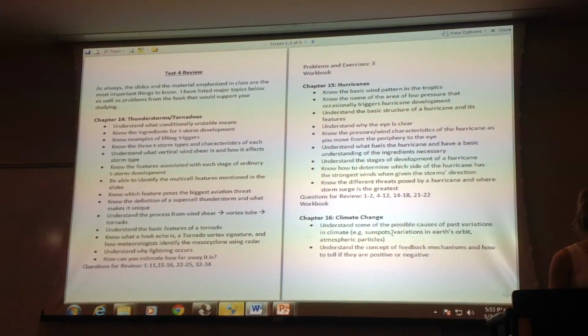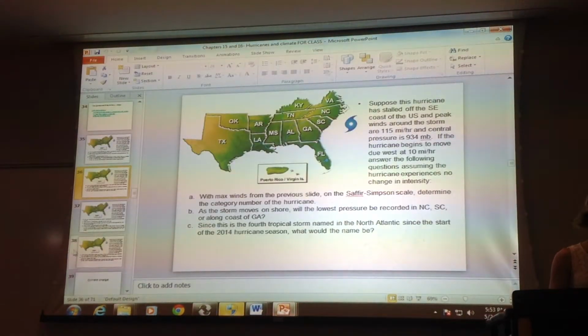With the sunspots, if you remember, we said the greater the number of sunspots, the higher or lower the sun's radiation, the energy strength. Do you remember? Yes, so the more the sunspots, the greater the energy from the sun. And then understand the concept of a feedback mechanism and how to tell if it is positive or negative. So a feedback mechanism is the idea that a change that has been initiated will be reinforced if it's a positive feedback, or it will be opposed if it's negative. So that was, let me find this slide.